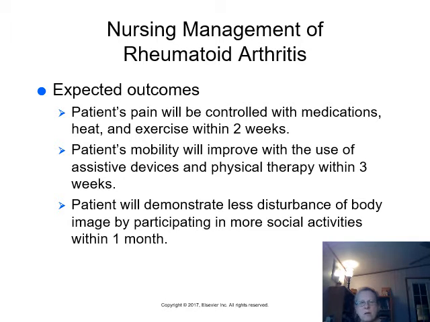Management, expected outcomes: we're trying to get pain under control, medications, exercise within 2 weeks. Patient is able to get more mobile, improved within 3 weeks, and then demonstrate less disturbance of body image. Once again, they're more social within the month.